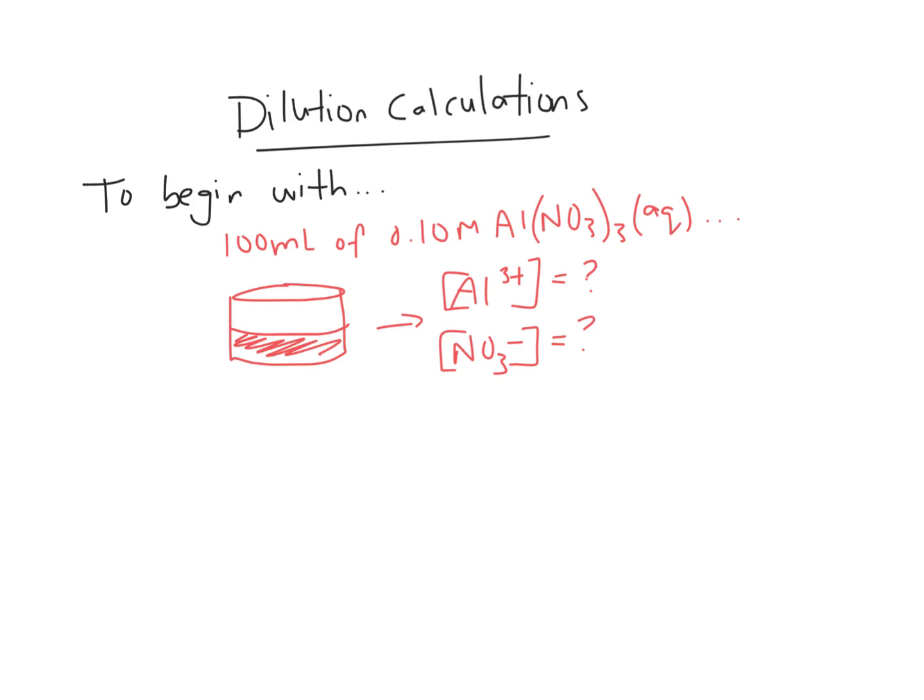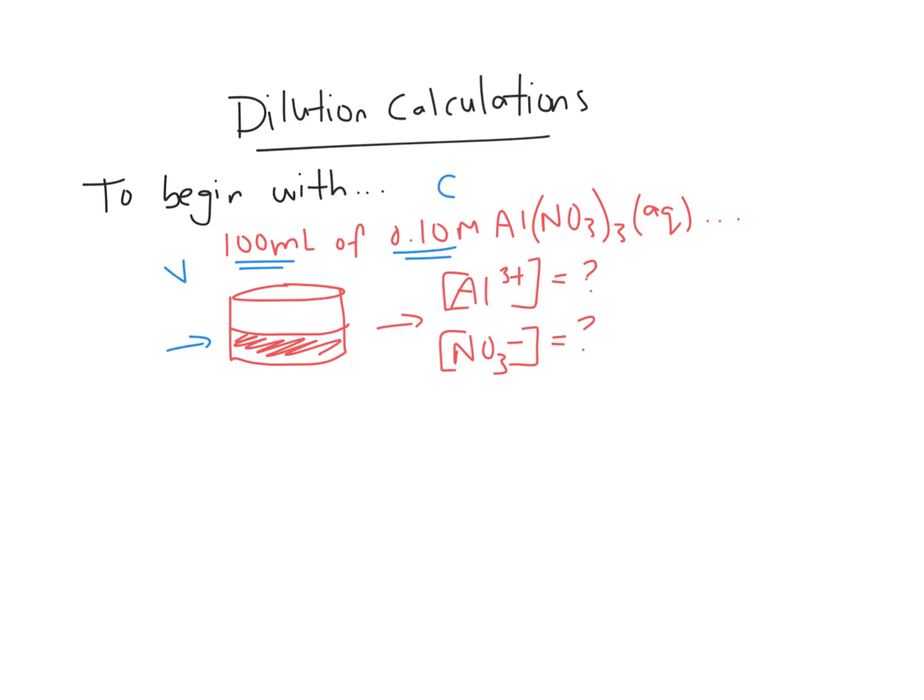So, to begin with, let's just get back to basics on a solution and make sure we're starting at a consistent spot here. If I tell you there's a solution in the container, and it's 100 milliliters of 0.1 molar aluminum nitrate, remember that I'm giving you the volume here in milliliters. That would be volume. Capital M is always going to be concentration.